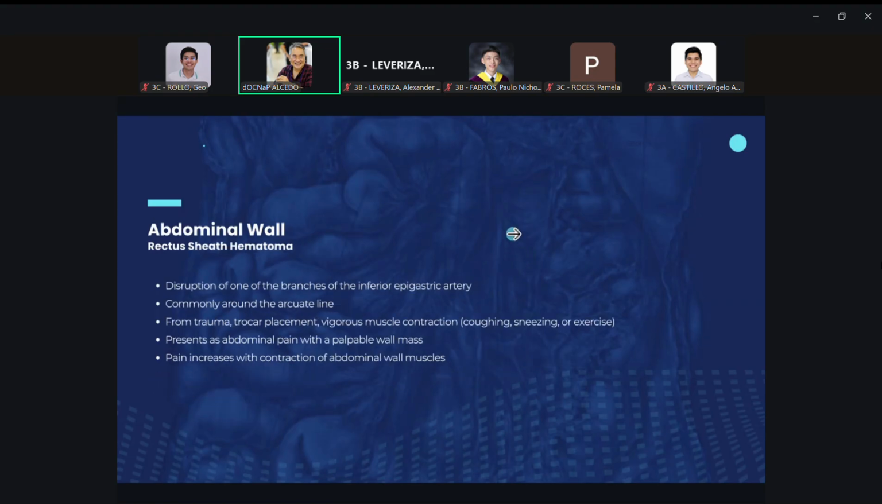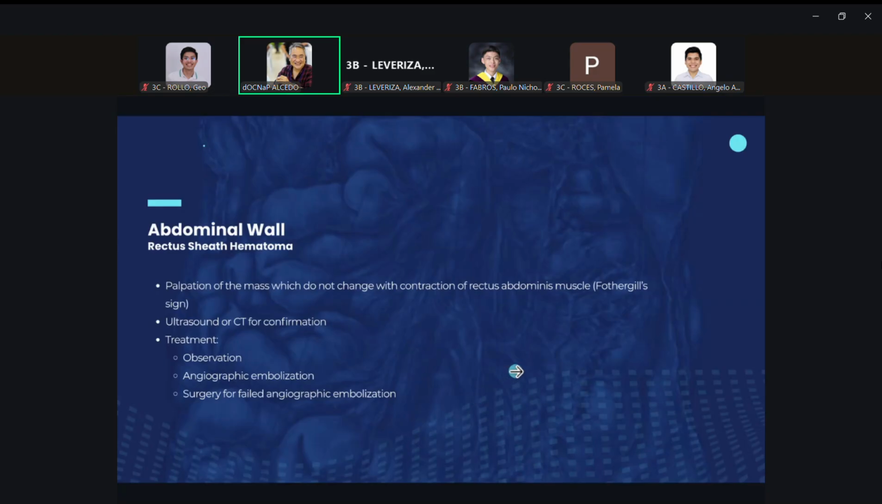Hematomas in the rectus sheath, okay, can result when there is a disruption of the branches of the inferior epigastric artery. Some other causes can be from trocar placement, sometimes even just vigorous muscle contraction from sneezing or coughing can result in a hematoma. So they can present with pain and an abdominal mass which is aggravated by contraction of the muscles, and it's usually confirmed by ultrasound or CT scan, and you can just observe this, no?